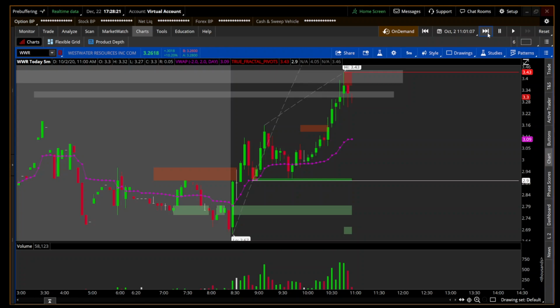But it's supply and demand zones. I call mine the true fractal pivots, supply and demand zones, and it's based off the fractals chaos theory. If you get a chance, check it out. And I'll link some videos in the description as well to help you understand it better. I know I'm not explaining it the best.